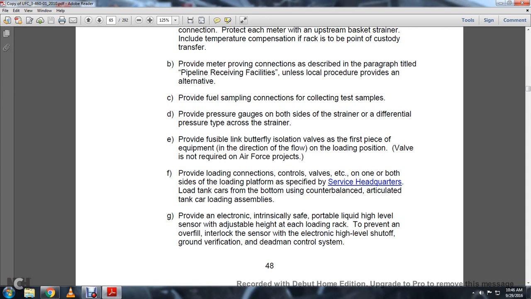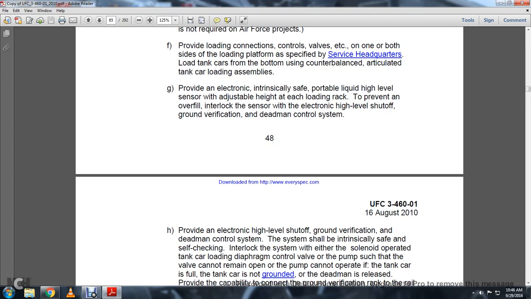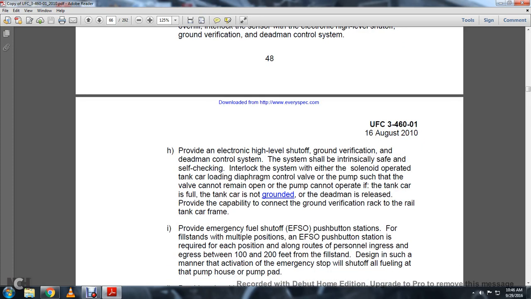Provide an electronic, intrinsically safe, portable liquid high-level sensor, adjustable in height, at each of the loading racks to prevent an overfill, with an interlocking sensor for the electronic high-level shutoff, ground verification and dead man control system. H. Provide electronic high-level shutoff with ground verification and dead man control system. The system should be intrinsically safe and a self-checking interlocking system with either a solenoid-operated tank car loading diaphragm control valve with the pump, such that the valve cannot remain open and the pump cannot be operated with the tank car full. If the tank car is not grounded or the dead man is released, provide the capability to connect with the ground verification of the rail tanker car frame.